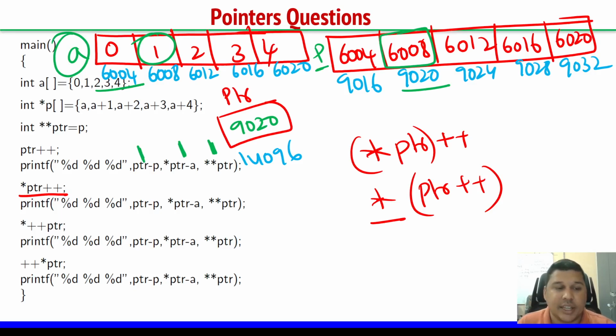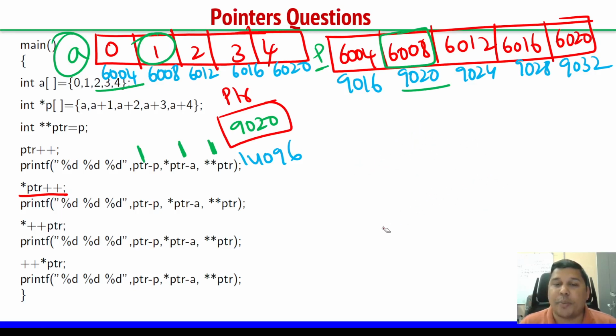Okay, let us see. We all know that in these two operators, plus plus and star, plus plus has more priority. That's very clear. So I have to perform plus plus first. But what does star of plus plus mean? PTR plus plus means 9020 will become 9024. So this will become 9024 because of this PTR plus plus.